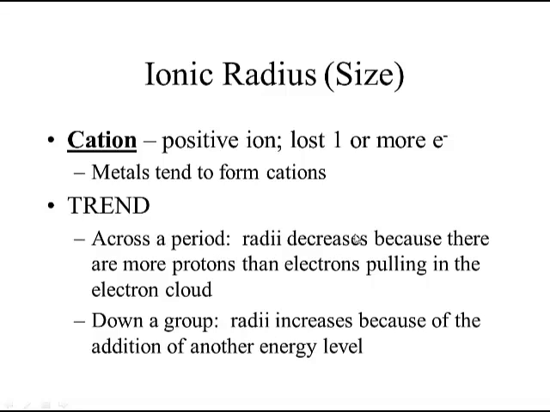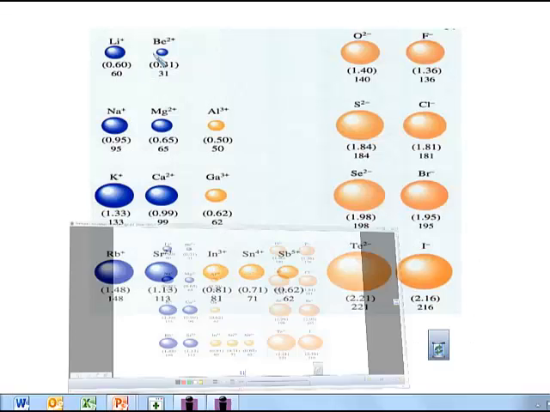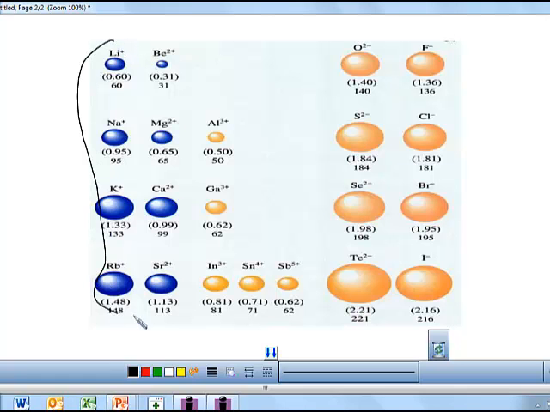The trend is exactly the same. Across the period, they get smaller. Down a group, they get larger. So cations are going to look exactly the same. So you can see that situation happening here. These are our cations, these metals that have lost electrons.